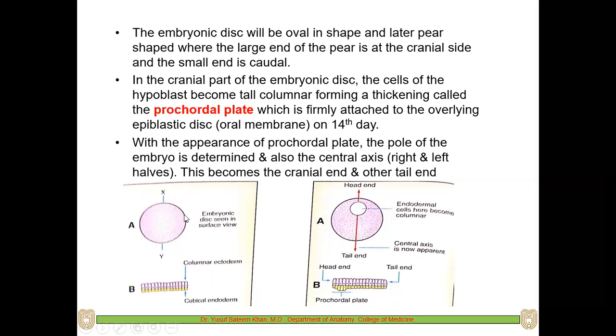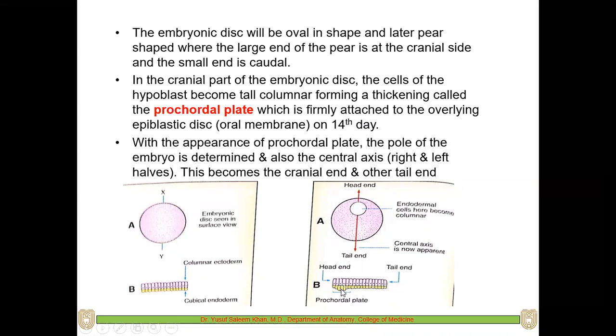If you see on the surface, it looks like this. Okay, so this is the midline section. With the appearance of this prochordal plate, now we know this is the head end, this is the tail end, which is firmly attached to the underlying epiblastic disc, where the oral membrane will be formed on the 14th day. So these hypoblastic cells become tall columnar, and this is called the prochordal plate.